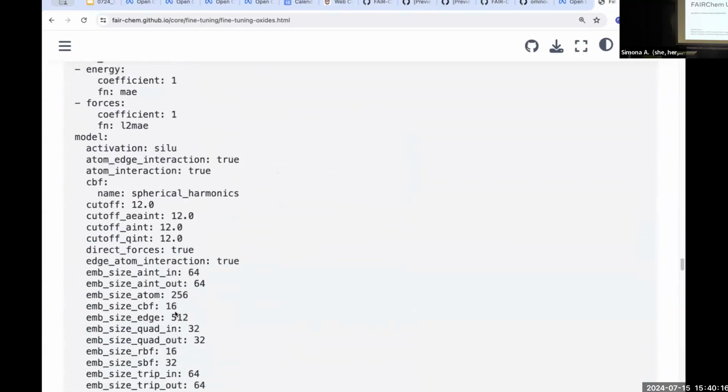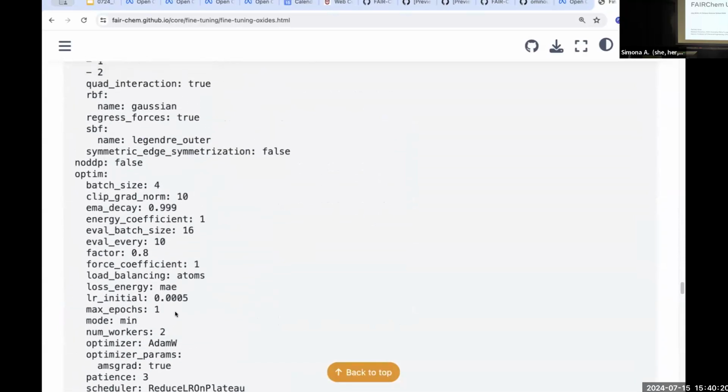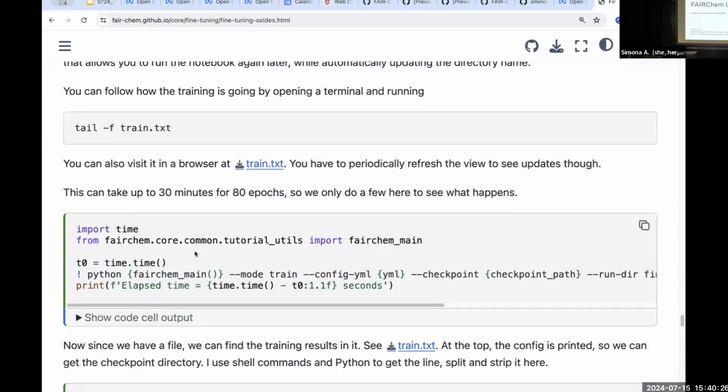Write a little config file. These are all the different details. And again, these models are complicated. There's a whole bunch of different ways that you can do this, but most of this is just coming from the checkpoint that we have online.